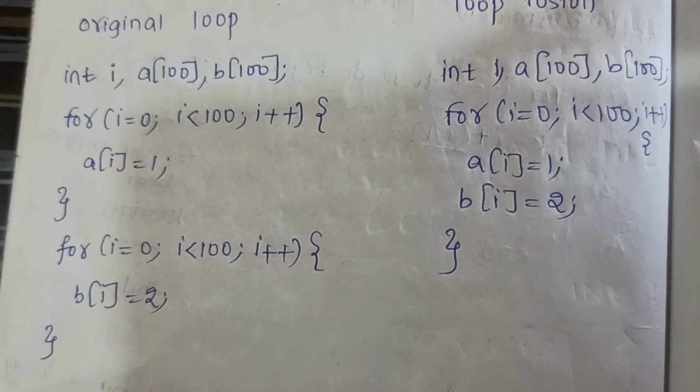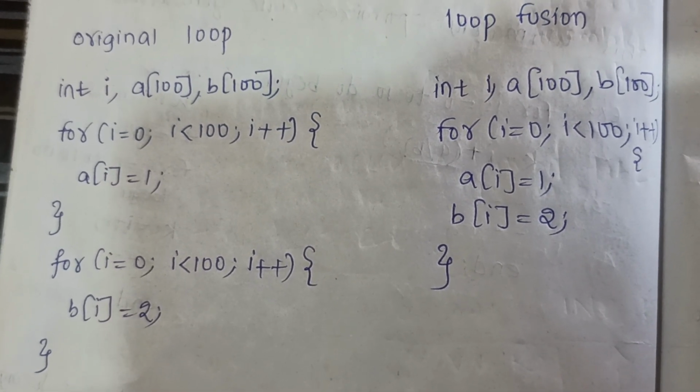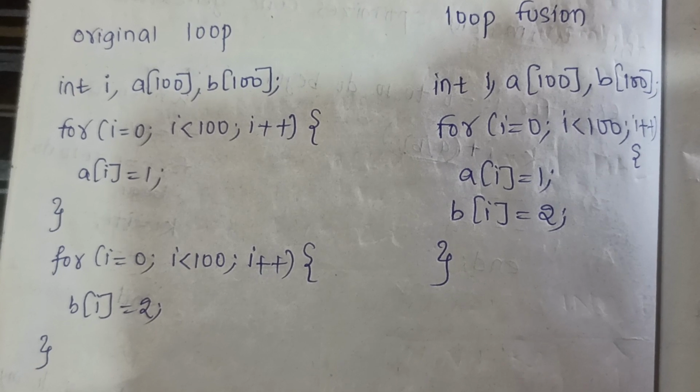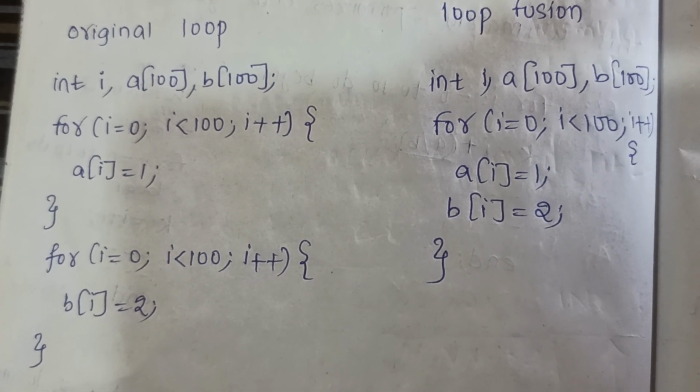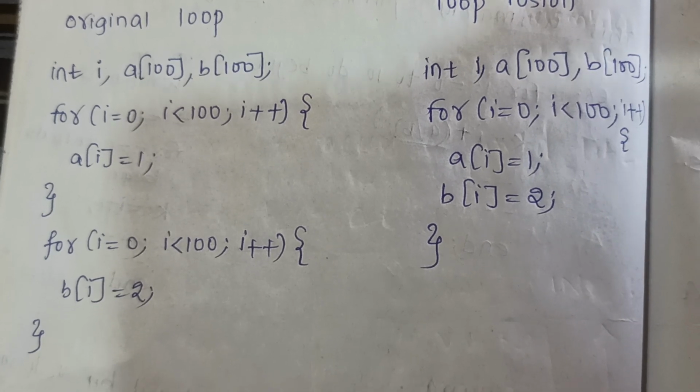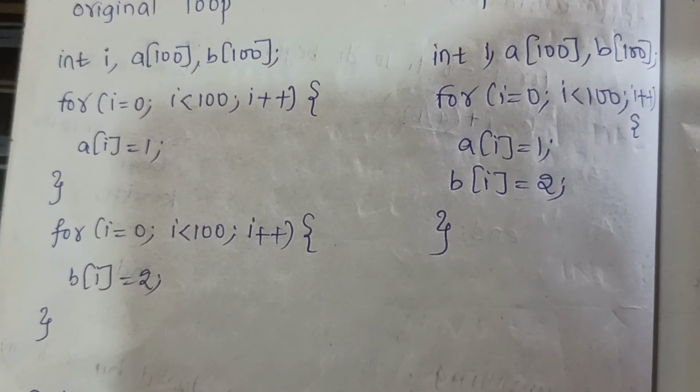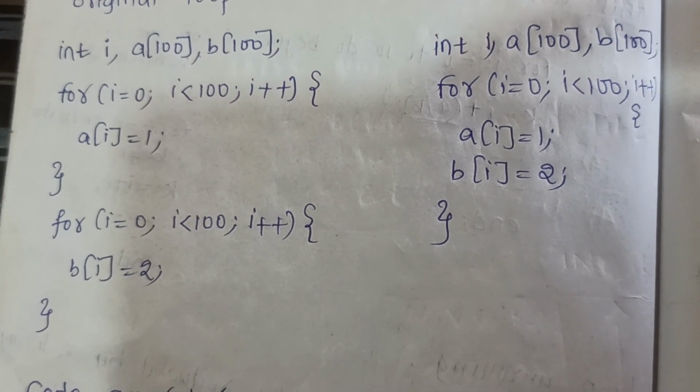Here we have written 2 for loops. In loop fusion, the optimized code will be: we write the multiple loops with a single for loop so that the code gets reduced and optimized.